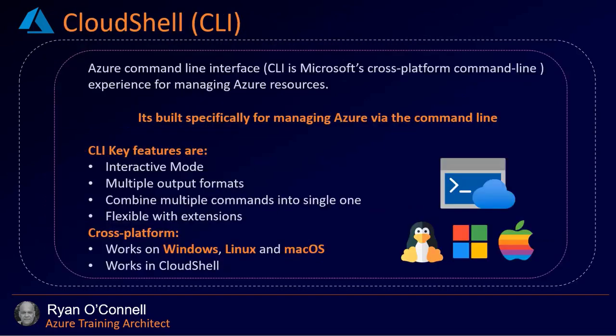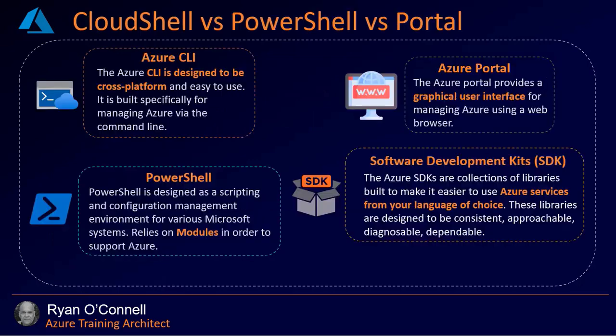The Cloud Shell, or the command line interface, is Microsoft's platform experience for managing Azure resources. It's built specially for managing Azure via the command line. Some of the key features include interactive mode and multiple output formats. You can combine multiple commands into a single command. It's flexible with extensions, and it's cross-platform, which means it works on Windows, Linux, and macOS. So this is one of the great advantages of using Cloud Shell.